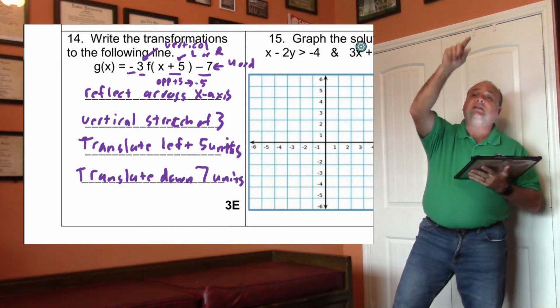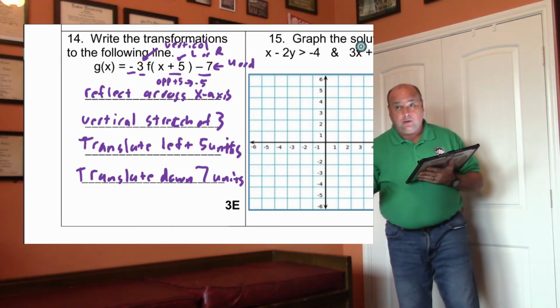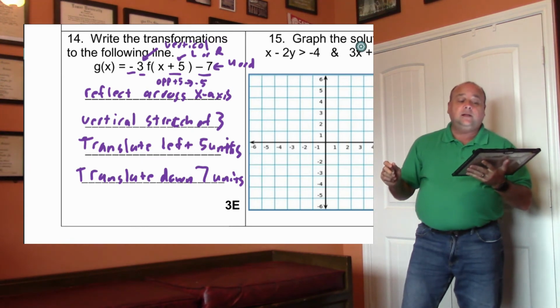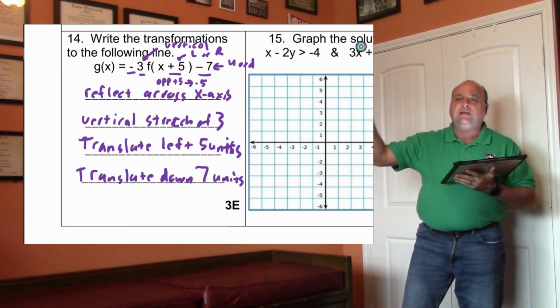Fun stuff. You might see this on your exam. Okay? You might see this on your exam. Just got to know what each piece does.